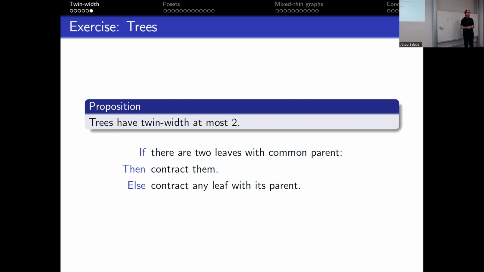So you can probably imagine that this, if I did it properly, would result in a proof that trees have twin-width at most 2. So that's just an example of how twin-width works.